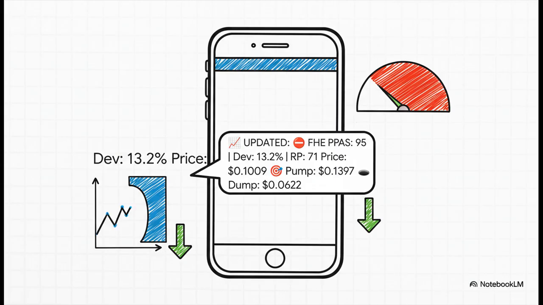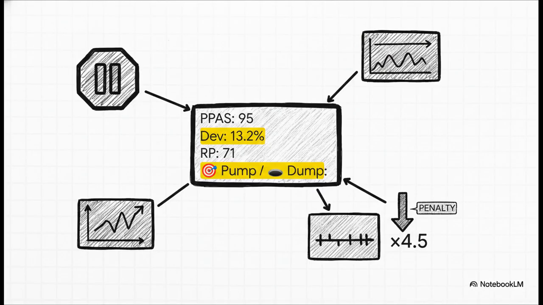This is what pops up on your Telegram. It's a dense, information-packed message that takes all of the complex analysis we've been talking about and boils it down into a single, actionable block of text. So let's quickly break down what this is telling us. The PPAS of 95 is the headline. That is deep in the kill switch zone, a very clear signal to pause any grid bots on this coin.